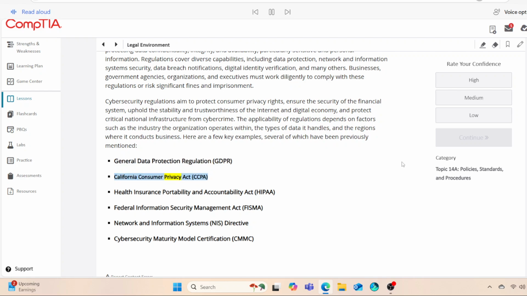California Consumer Privacy Act, CCPA. Health Insurance Portability and Accountability Act, HIPAA. Federal Information Security Management Act, FISMA. Network and Information Systems, NIS, Directive. Cybersecurity Maturity Model Certification, CMMC.